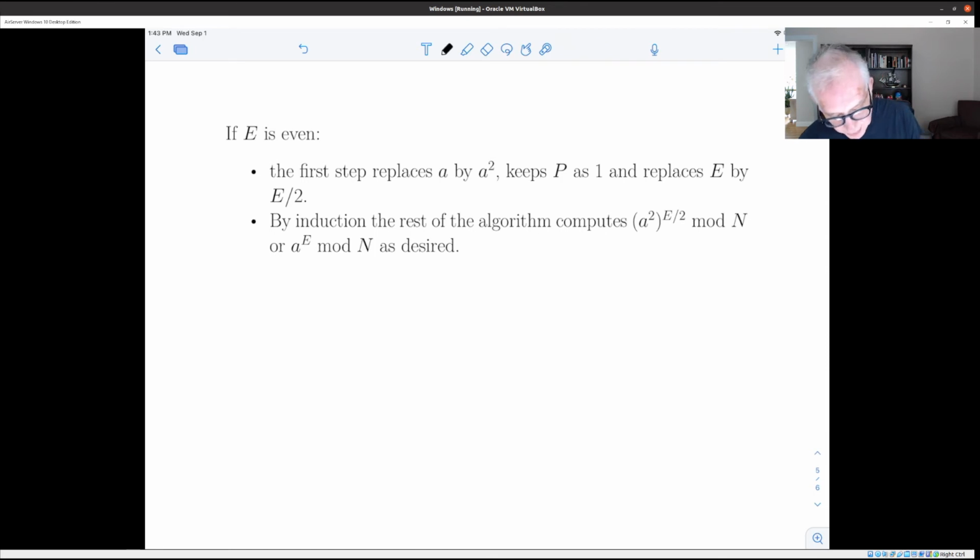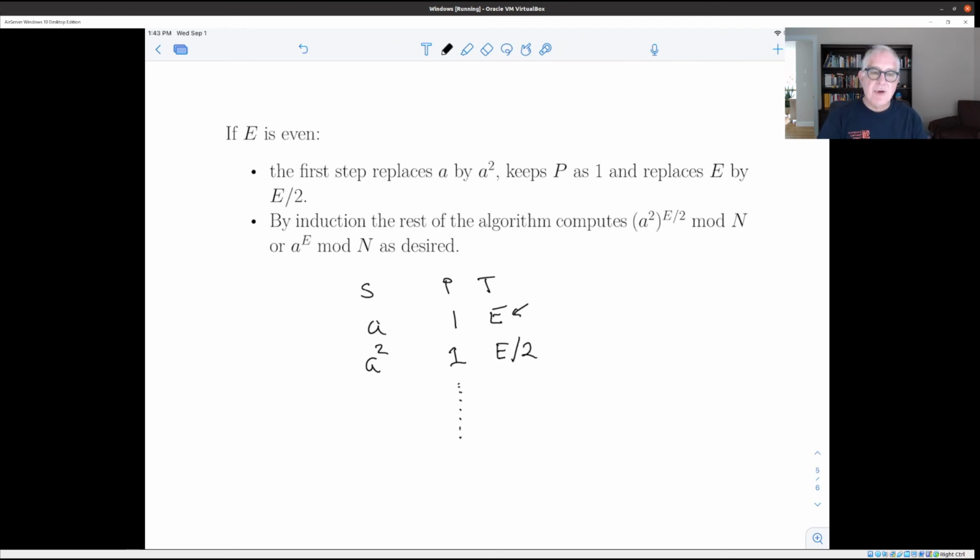So remember the way the algorithm starts is it has s, p, and t, and it has a, 1, and e. If the exponent is even, then the very first step is it replaces s by a squared, it carries the p down without changing it, and it replaces e by e over 2. And since e is even, it really is e over 2. The rest of the steps are the same as if we had run the algorithm with an input of a squared and an exponent of e over 2.